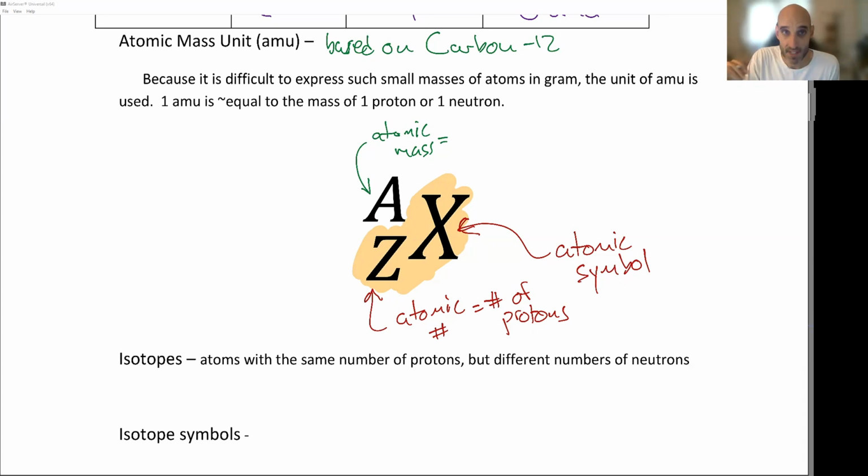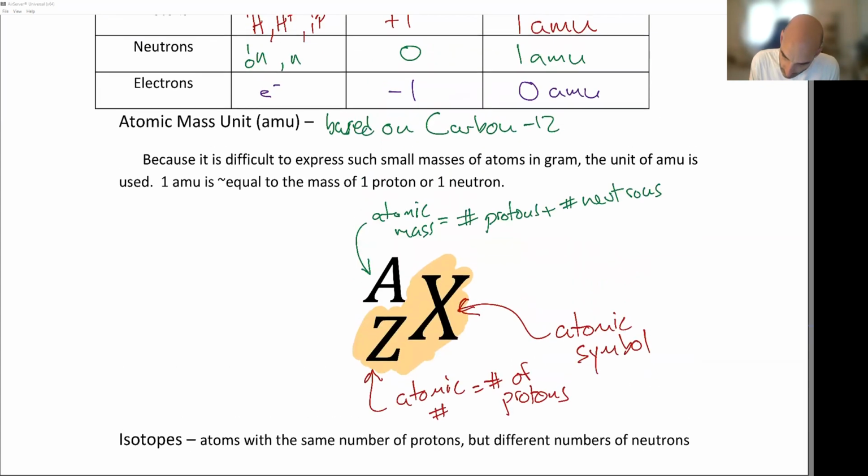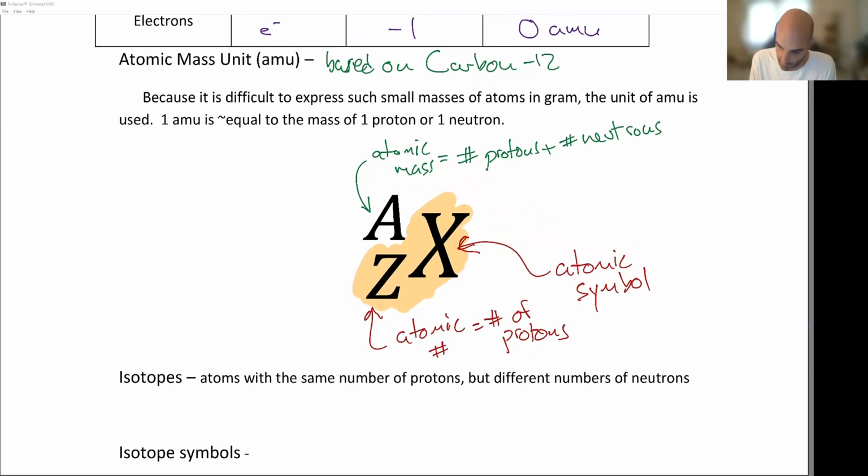All right, so the atomic mass is the number of protons plus the number of neutrons. Okay, number of protons plus the number of neutrons. So that's the first time we've seen neutrons come into play. All right, good.